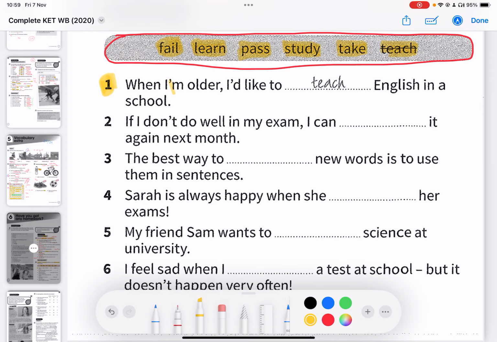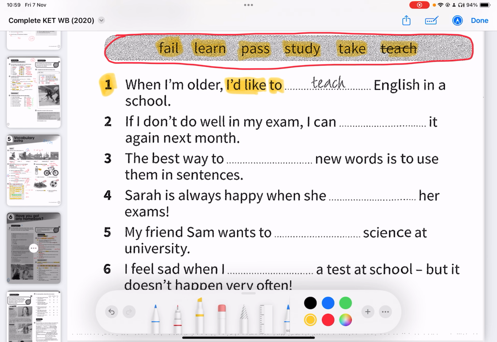Now, let's read the example here. When I'm older, I'd like to blank English in a school. Khi tôi lớn hơn, tôi muốn làm gì? I'd like to, tôi muốn làm gì? Blank English in a school. Do you want to study or do you want to teach? Yes, because this is when you are older. So I'd like to teach English in a school. I really hope that you all can be that good in English and you can teach English. But it doesn't have to be your job, okay?